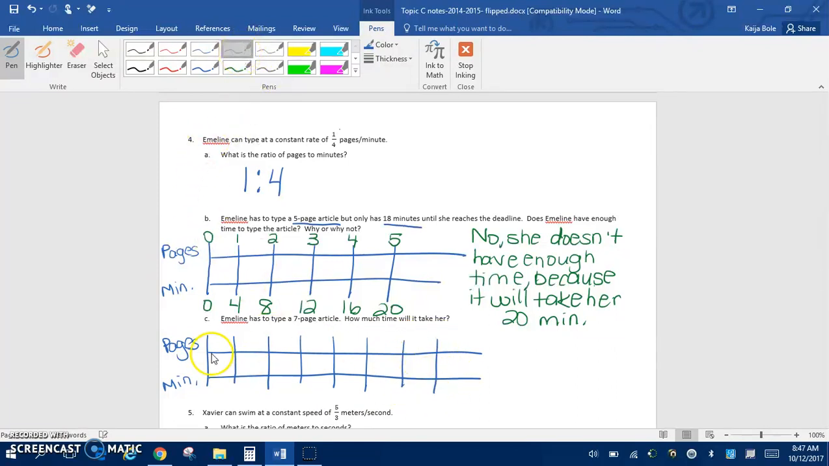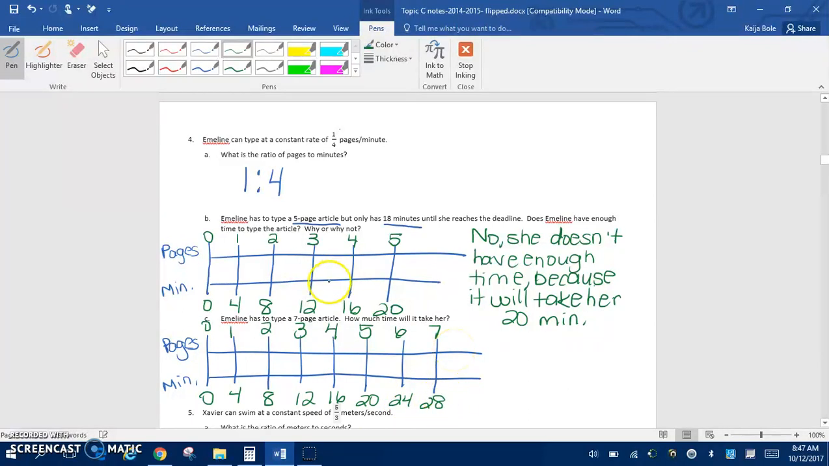Alright, we know our first 5, so pages was 1, 2, 3, 4, 5. And then we can add 6 and 7. Start with 0 for minutes, and then we were going by 4. So 4, 8, 12, 16, 20, 24, and 28.